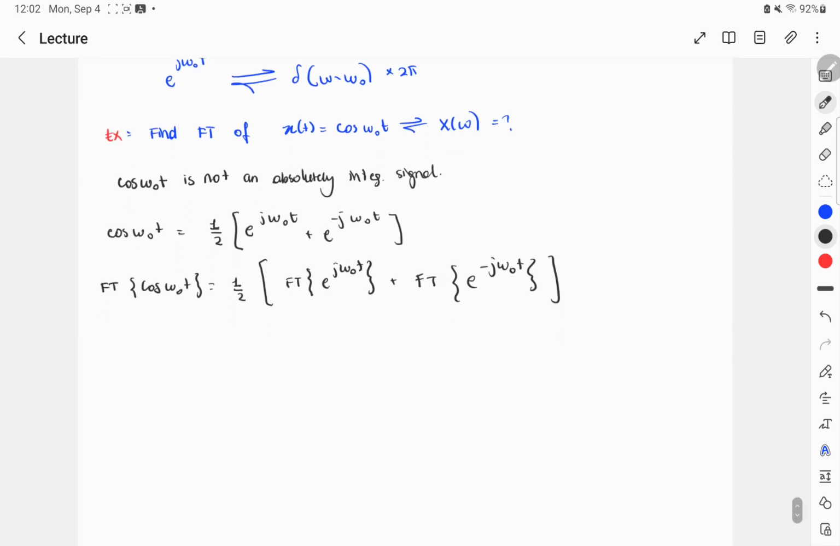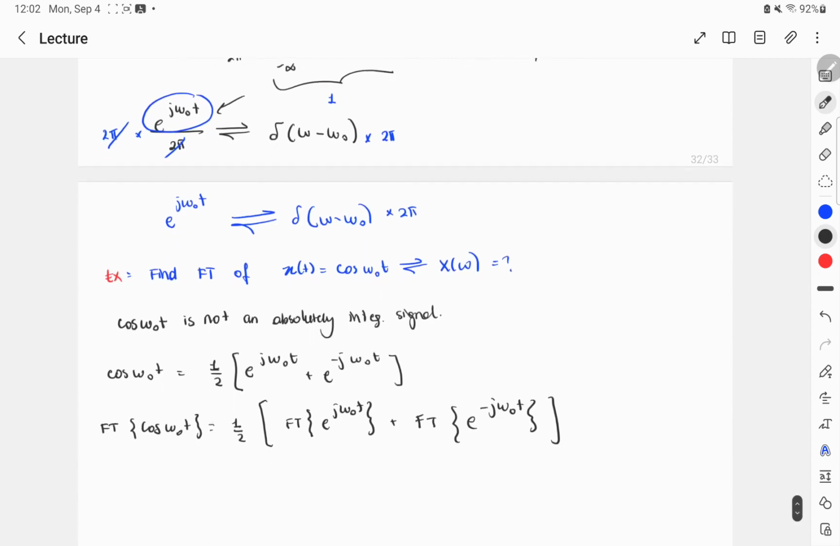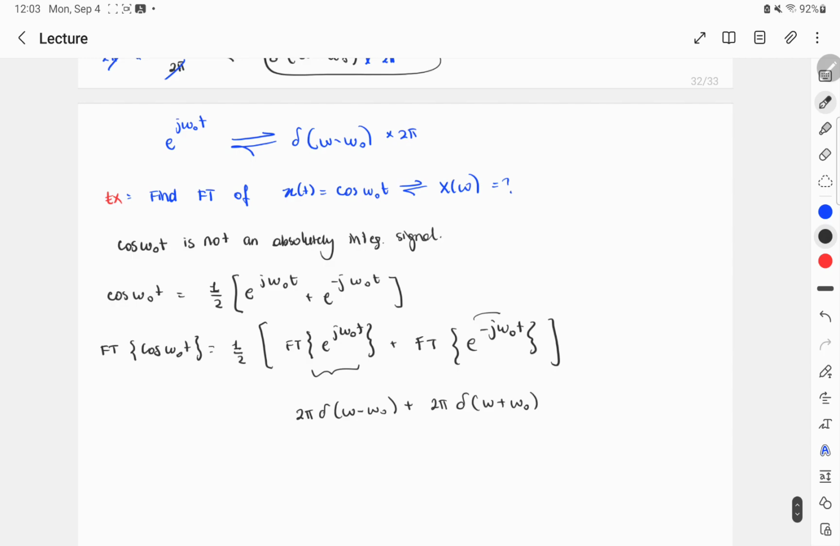And now we are going to use what we have learned in the previous example. As we know, the Fourier transform of e to the power of jω0t is equal to this expression. So what is the Fourier transform of this? 2π δ(ω − ω0) plus, similarly, as we have negative here, we will have positive inside the delta: 2π δ(ω + ω0). And then let me write the rest.